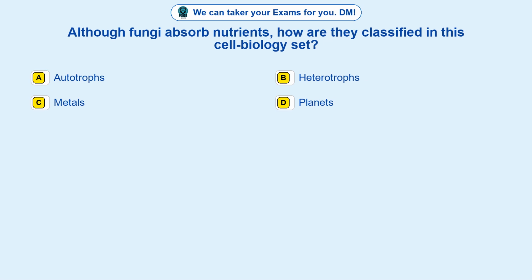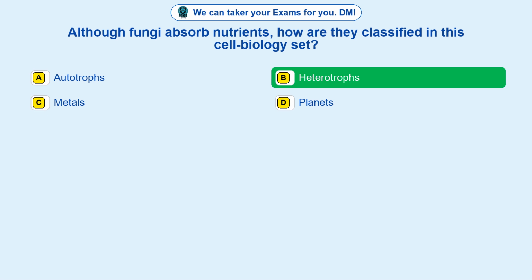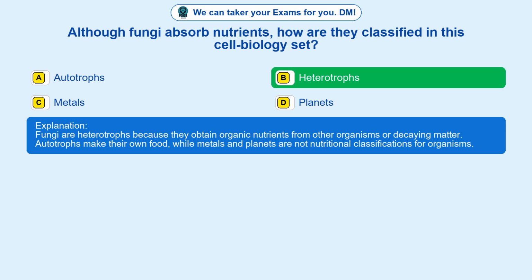Question 21. Although fungi absorb nutrients, how are they classified in this cell biology set? Option A. Autotrophs. Option B. Heterotrophs. Option C. Metals. Option D. Planets. The correct answer is option B. Heterotrophs. Fungi are heterotrophs because they obtain organic nutrients from other organisms or decaying matter. Autotrophs make their own food, while metals and planets are not nutritional classifications for organisms.